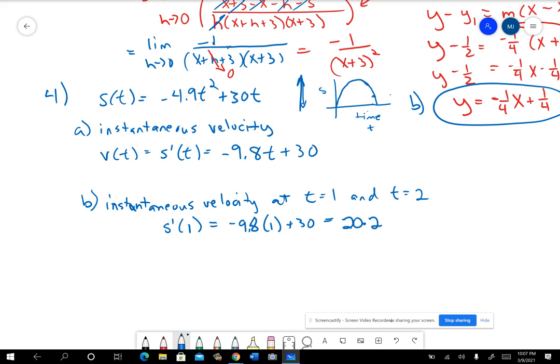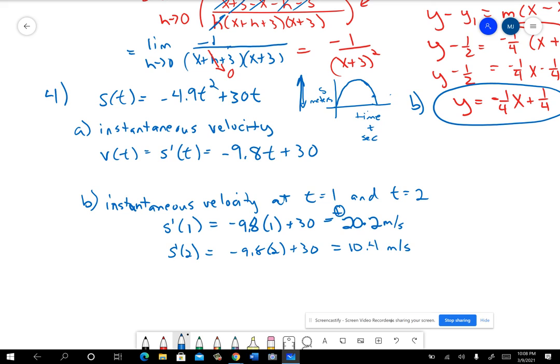Okay. And the units on that, since this was meters here, and this was seconds here, then the slope would actually be meters per second, because the instantaneous velocity would be meters per second, because you're looking at the rate of change in meters over time. So this would be meters per second. Okay. All right. And then you do s prime of 2. And that one turns out to be 10.4 meters per second.